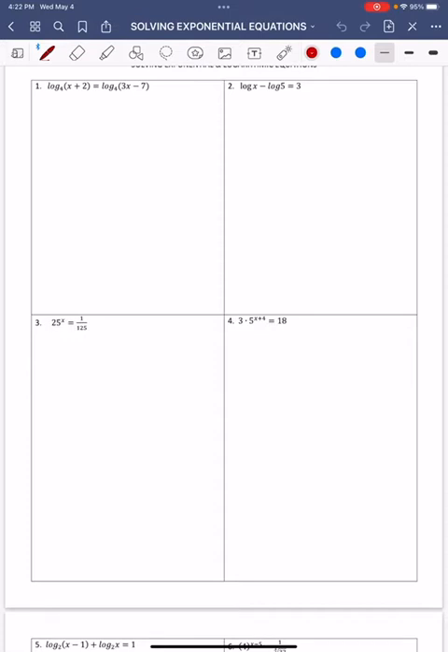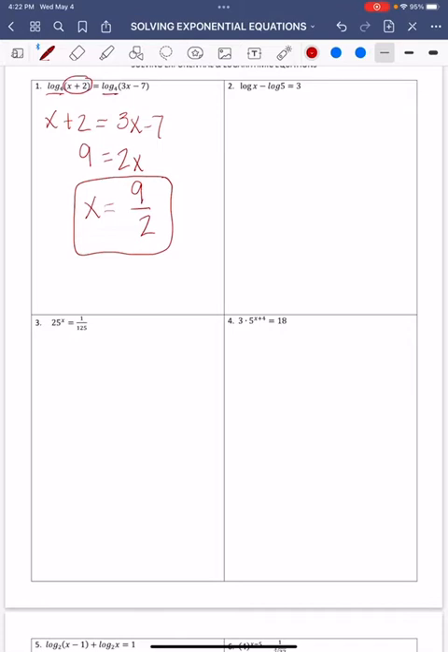Okay, so the first one is we have a log equal to a log. If the logs are equal, the arguments are equal. So I have an argument of x plus 2, and I have an argument of 3x minus 7. What happens to the logs? They disappear. There's a property that says logs are the same, arguments must be the same. So subtract x, add 7, x is 9/2. That is it.